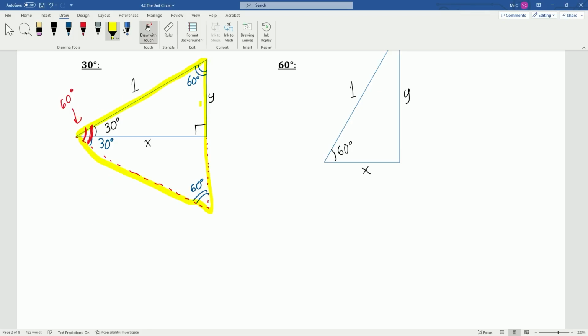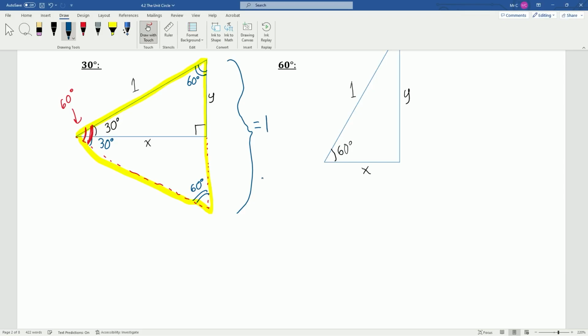This is a 60, 60, 60 triangle, meaning all three angles are equal. And if all three angles are equal, that means all three sides are equal. So we call this an equilateral triangle. Now the key here, though, is that since all three sides are equal, that means this whole side is equal to 1.